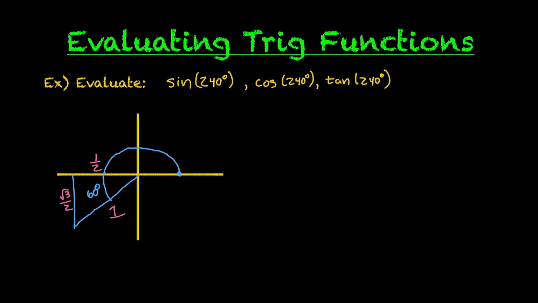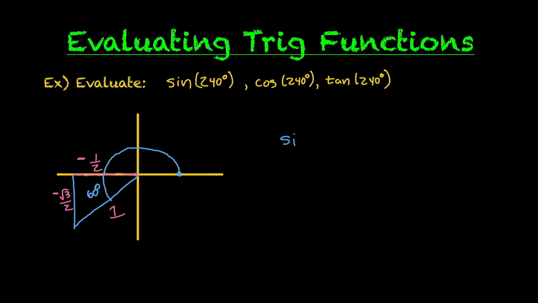Now, the other thing you need to remember when you start to go into the other quadrants, is that these 1/2s and root 3 over 2's, they're x and y coordinates. So if we look at our x coordinate, for example, it's 1/2, but it's going backwards here, so it's actually negative 1/2. And similarly, that root 3 over 2 is underneath the x-axis, so it really should be negative root 3 over 2.